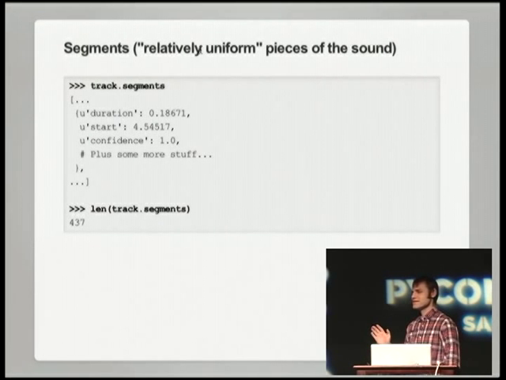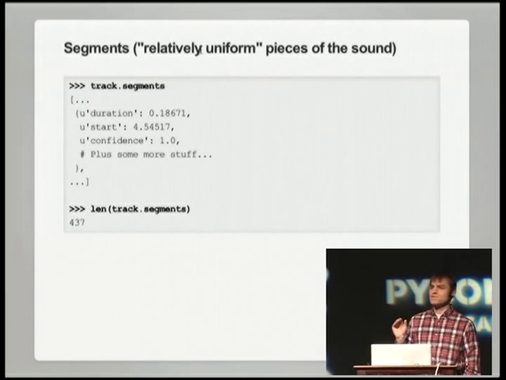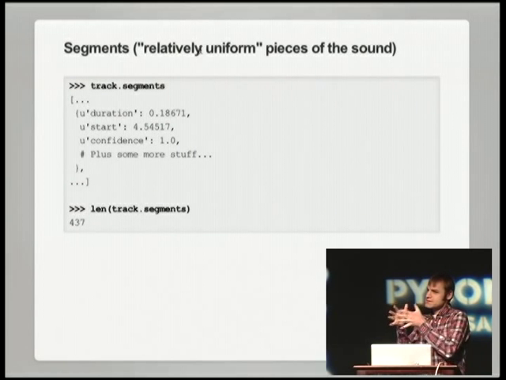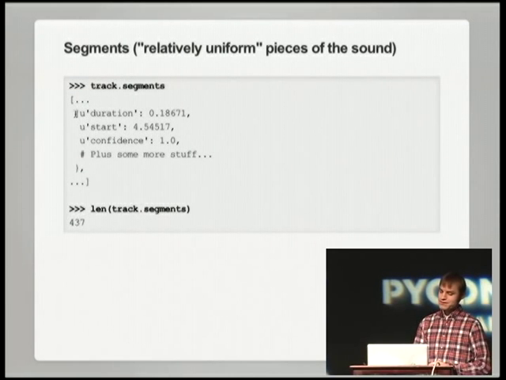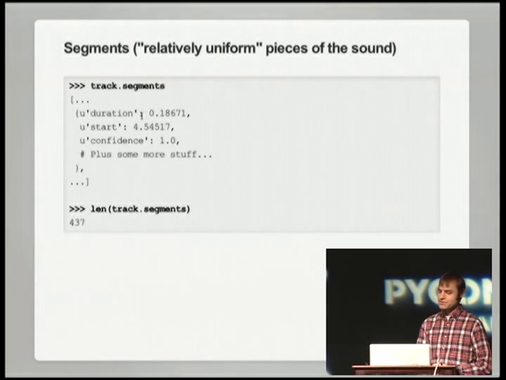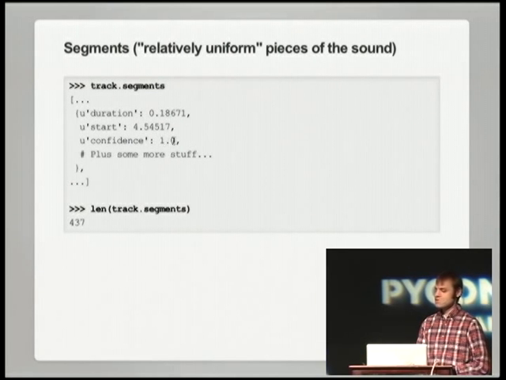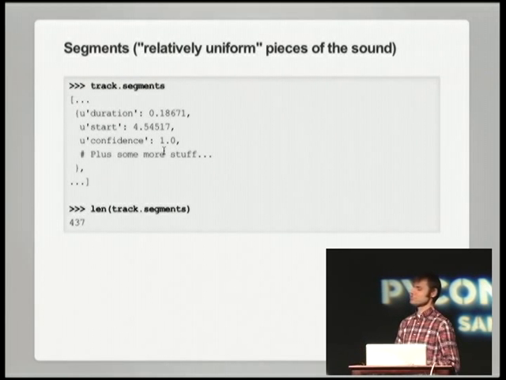Next is my absolute favorite thing. Segments. Now, this is every relatively uniform part of the music. So in practice, it means every note or every drum beat or anything. It's like the most atomic part of the music. If you just do track.segments, you get this gigantic list where every element of the list is a dictionary, again with the duration, when it starts, and the confidence, plus some more stuff, which we'll get to in a couple minutes. This song has 437 segments. It's a lot of stuff.